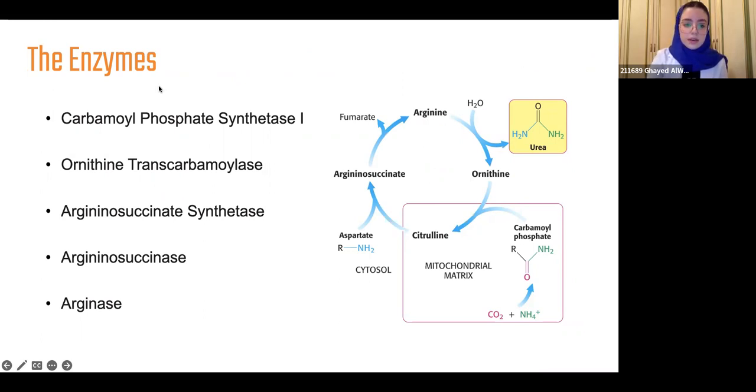And then again, about the enzymes, we have carbamoyl phosphate synthetase 1, okay, which will synthesize our carbamoyl phosphate, right, which is over here, okay? And then ornithine transcarbamylase for the second step, and then argininosuccinate synthetase, and then argininosuccinase.